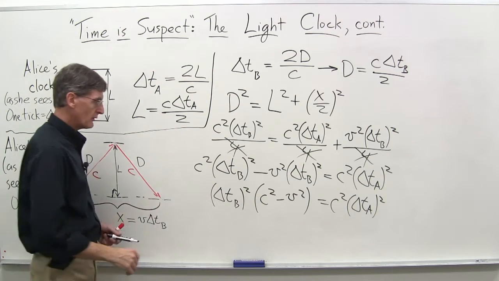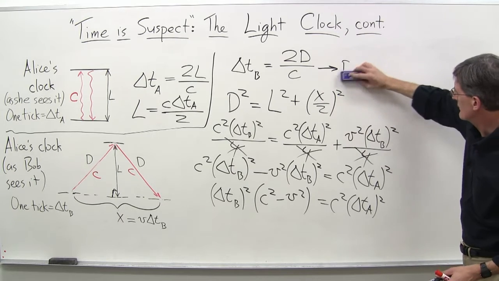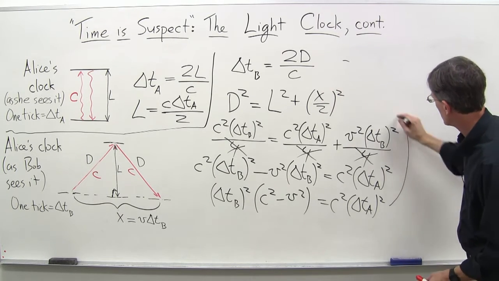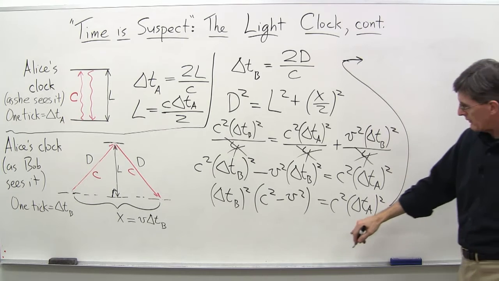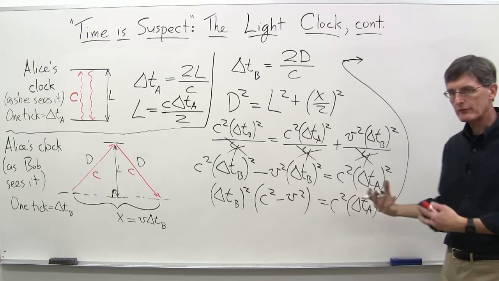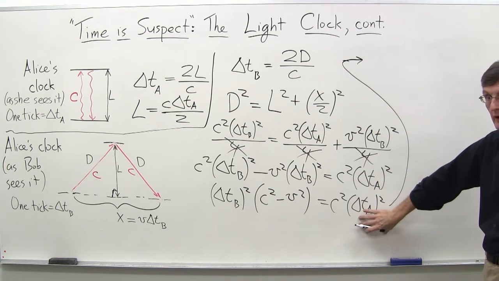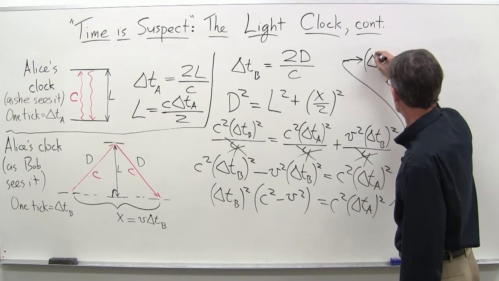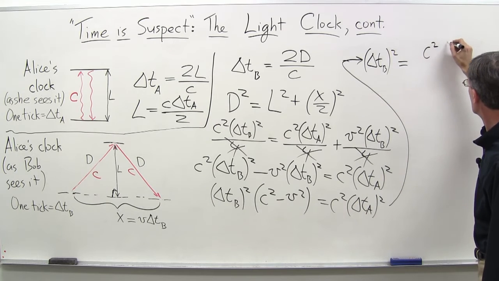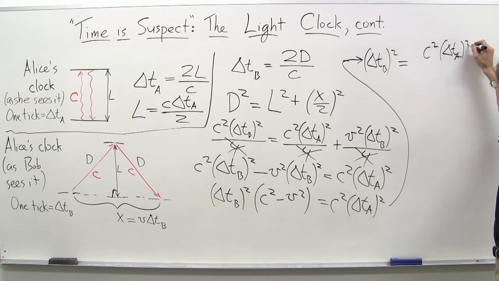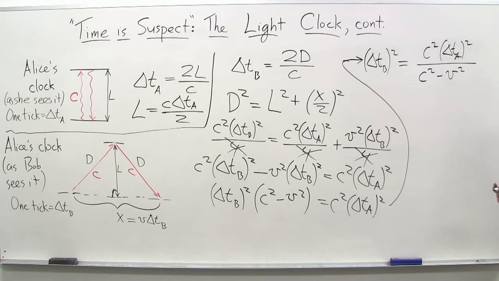And this is starting to look pretty good here. We don't need this anymore, right? So we'll just get a little room here because I want to bring this up and rewrite this here. Remember the goal was to write something like delta TB equals some other stuff involving delta TA. So let's divide both sides by this. We're going to bring this over here to the denominator. So we're going to write this as delta TB squared equals c squared times delta TA squared all over c squared minus v squared. Now we're really getting someplace.